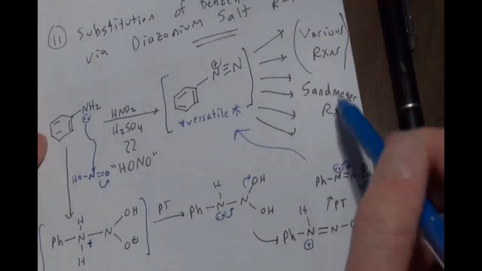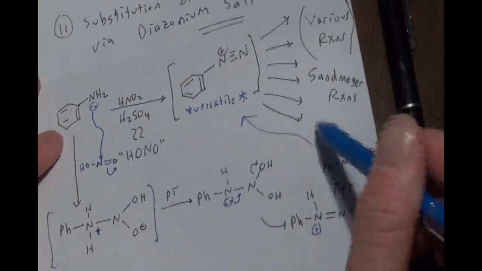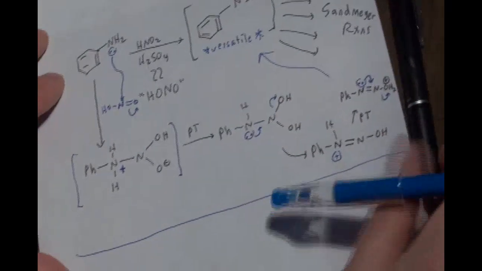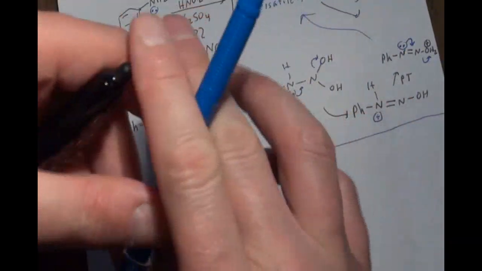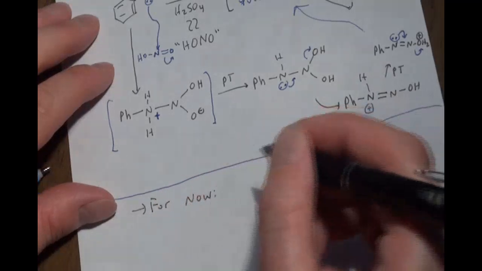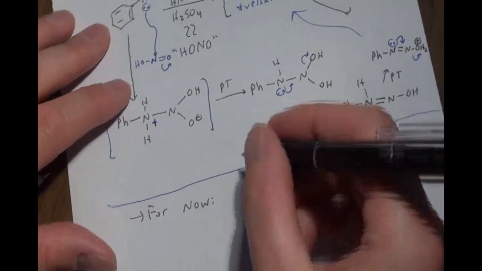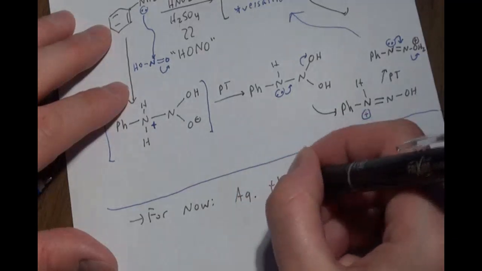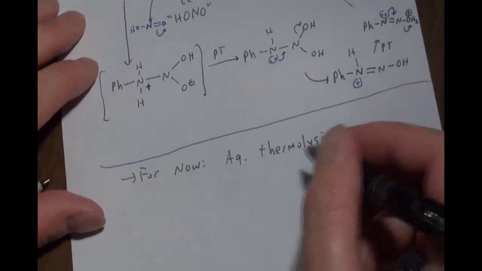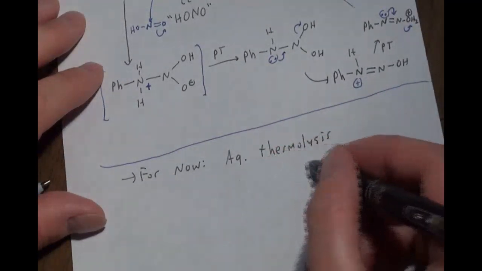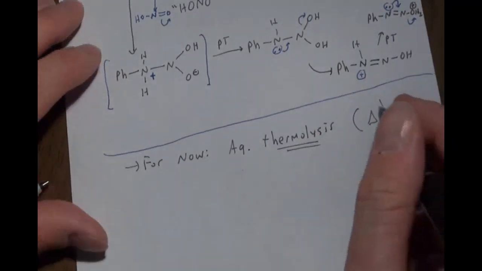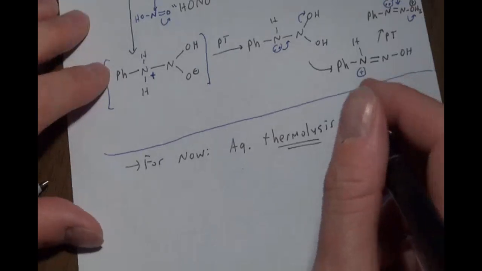So all these Sandmeyer reactions we're going to do later in this chapter, so today or tomorrow. But for now, let's just show one example of a cool thing you can do: aqueous thermolysis. What does that mean? Aqueous means water. Thermolysis means heating, just cooking. Delta sign, cook. Okay? And let's show this example.